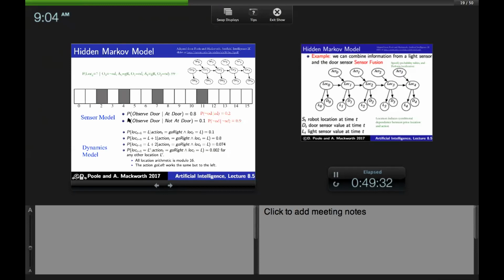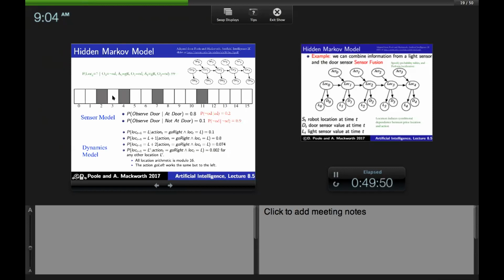The probability that they observe the door, given they're not at the door, is 0.1. The inverse is 0.9. Now notice this is sort of generalizing this probability a bit.